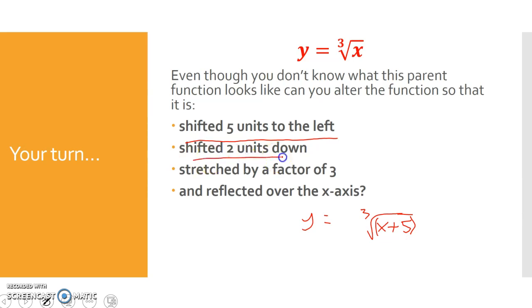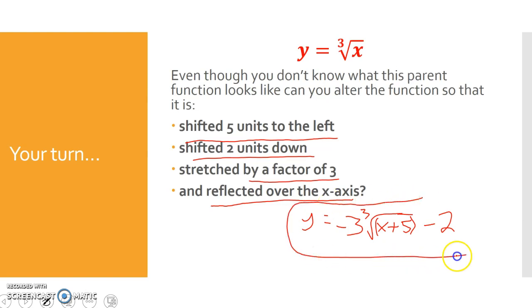If I want to shift it 2 units down, that means at the very end I'm going to subtract 2 from it. If I want to stretch it by a factor of 3, that means after I take the cube root, I'm going to multiply everything by 3. So it's going to be multiplied by a factor of 3. And then because I want it reflected over the x-axis, I'm going to have to make that 3 a negative 3 so that everything gets reflected. This would be my new function.